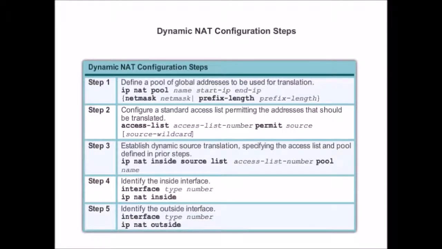Here we have the steps to configure dynamic NAT. First, define the pool of addresses that will be used for translation using the ip nat pool command. Second, configure a standard ACL to identify only those addresses that are to be translated. Third, with the third command, we bind the ACL to the pool. In steps 4 and 5, we identify which interfaces are inside or outside in relation to NAT.